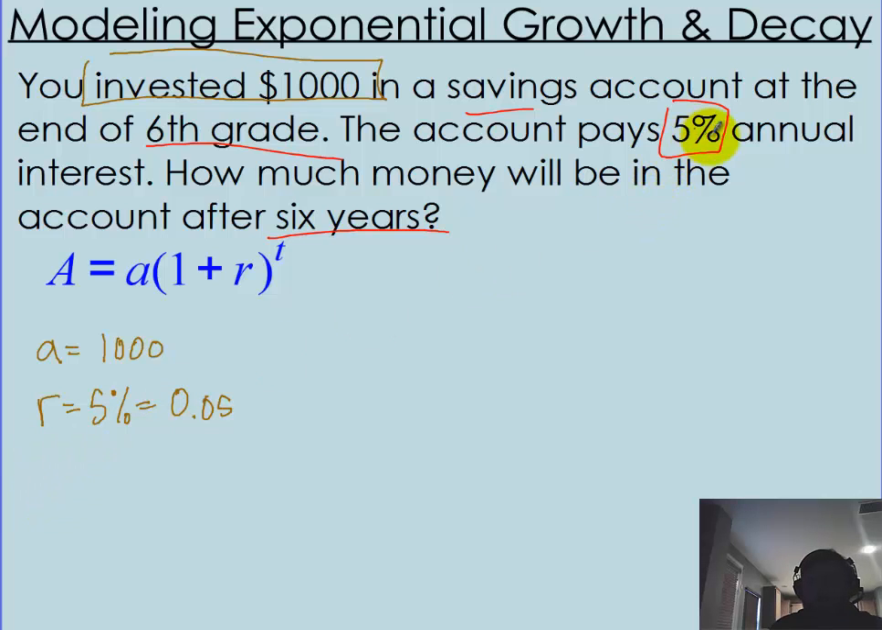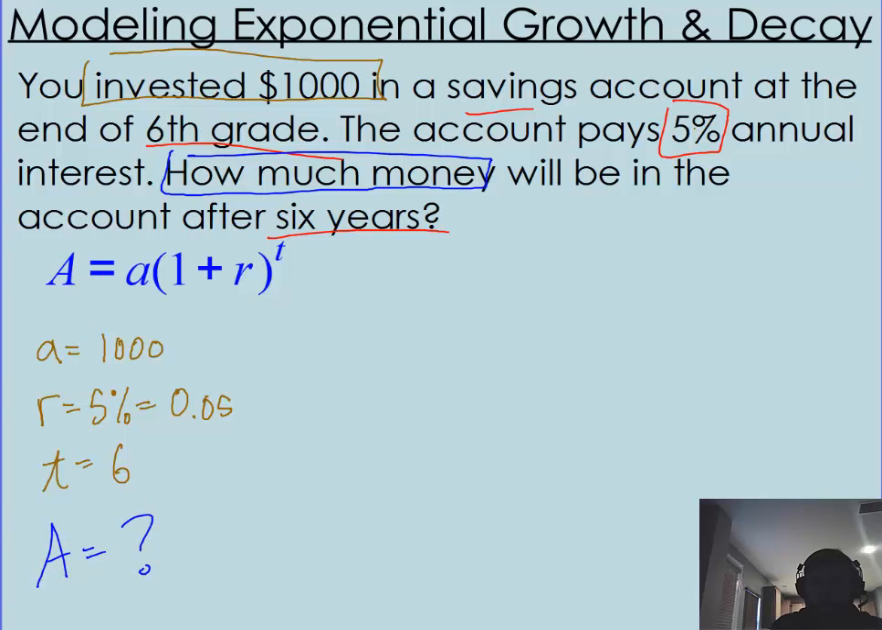Now, what else do we need to find? Annual interest means it's paying you once every year, so our time is going to be in years. How much money will there be in the account after 6 years? So what's our time? How many times are we counting? We're counting 6 times because we count every year, and we do it for 6 years. So your t is going to be 6. And what we're trying to find is how much money you have at the end, and that is the big A.